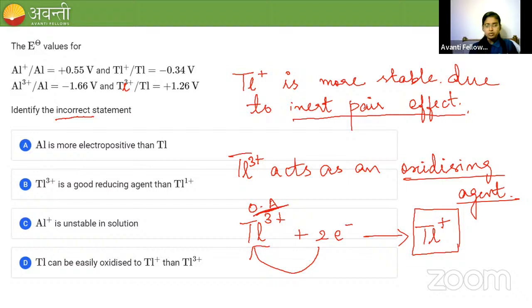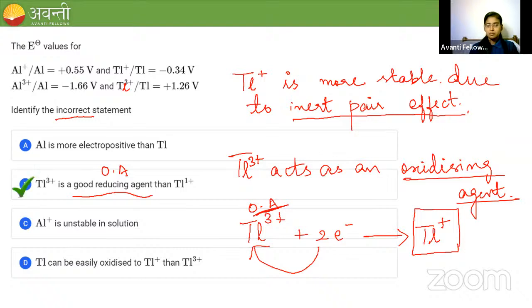If you check the options here, aluminium is more electropositive than thallium. Yes, that is correct, because on moving down the group, electronegativity decreases and electropositivity increases. Aluminium exists in 3 plus form and thallium exists in 1 plus form only, so the more positive charge carrying atom is aluminium. That is correct. But thallium 3 plus is a good reducing agent than thallium plus 1? No, that is incorrect. Thallium 3 plus is a good oxidizing agent than thallium 1 plus. That is the incorrect statement, which is the correct answer for this question.